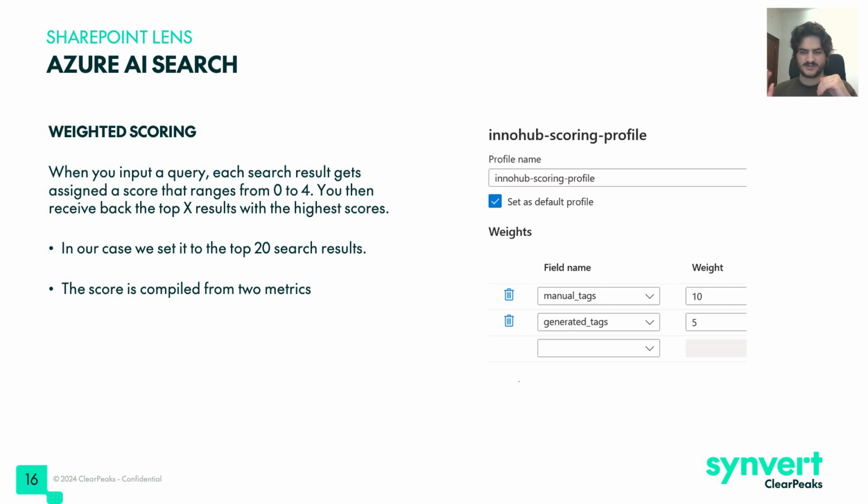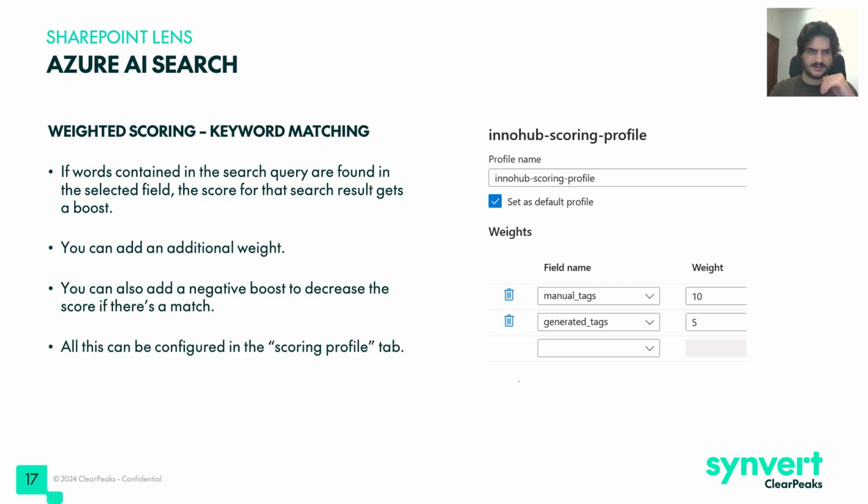The score is compiled from two metrics, starting with this. The first metric is simply keyword matching. That means that when you submit a question, the words in your question are looked through in the fields that you set as searchable. And if there's a word match between your question and the field, that document will get a score boost. For example, if you submit a question about topic A, and then one document talks about topic A in the title, and the title is set as searchable, that document will get a score boost.